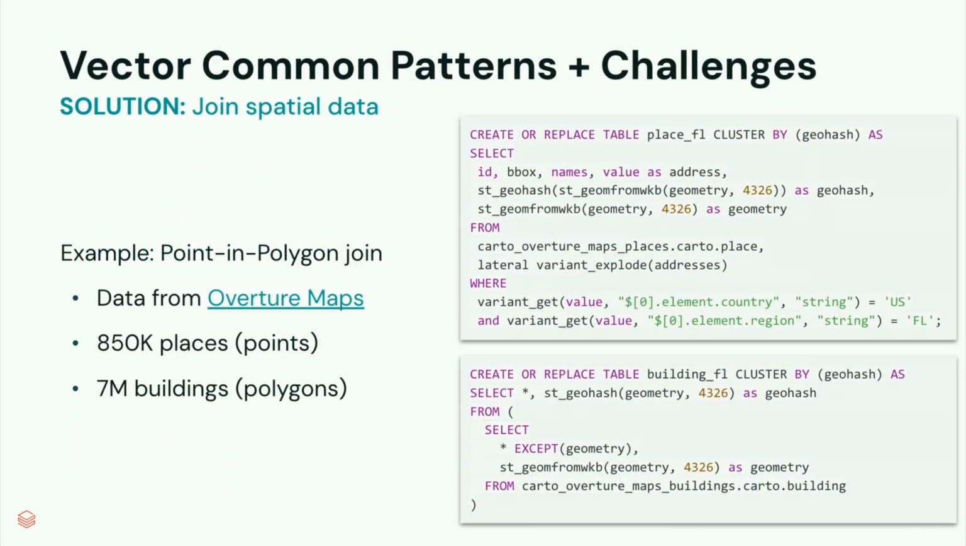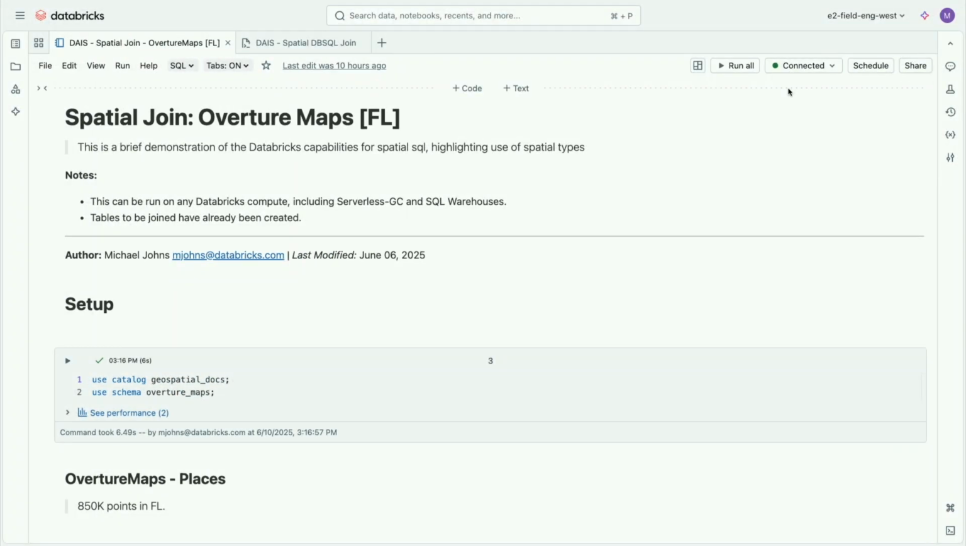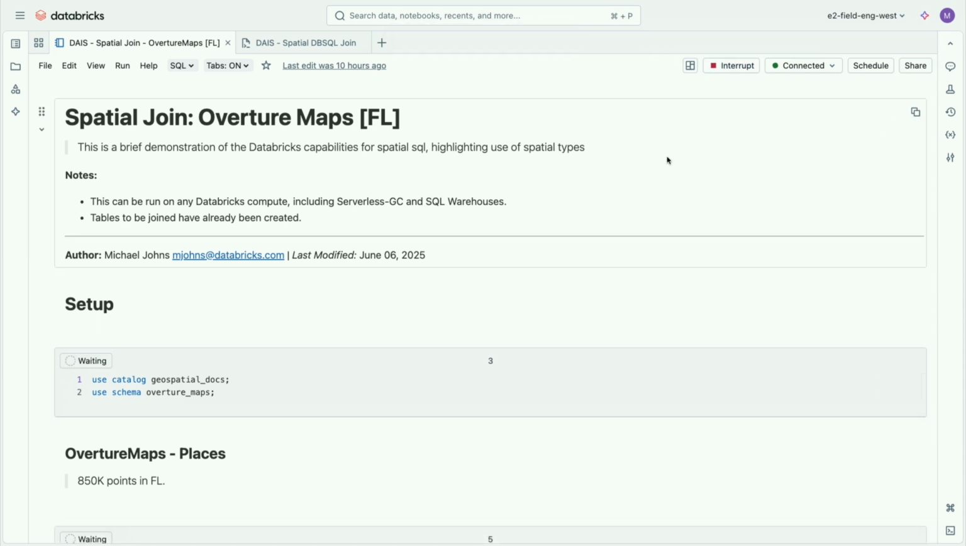Another common one, Kent obviously just talked about this a bit, so I just want to make it real with an example, is joining spatial data. How can you do that using these new features? To do that, I'm going to flip over to a notebook, and I actually have time. They gave us a couple more minutes, so I'm going to go ahead and run this, which is always dangerous live. So I'm going to hit run on this notebook.